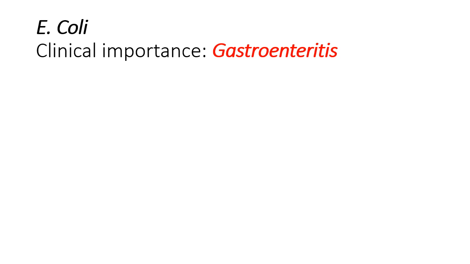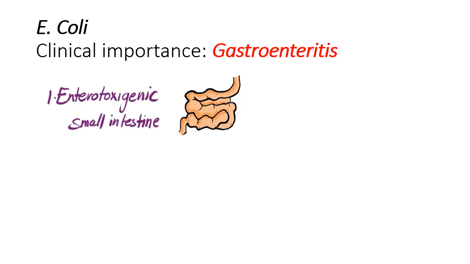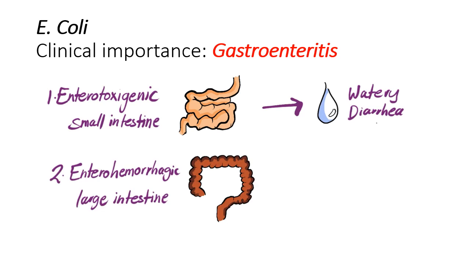For E. coli, we divide them into two different types of diseases. The first one is enterotoxigenic, a group of serotypes of E. coli that is capable of causing disease in the small intestines, and this will result in watery diarrhea. So the diarrhea or the loose motion will be like water. The second type is enterohemorrhagic, which happens in the large intestines and usually involves bloody diarrhea, and you are going to learn them in detail later on.